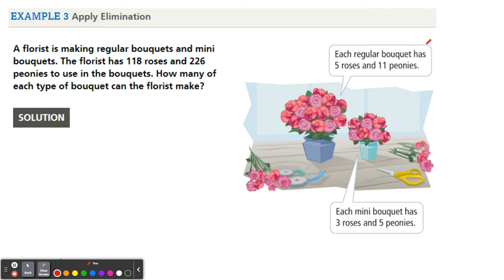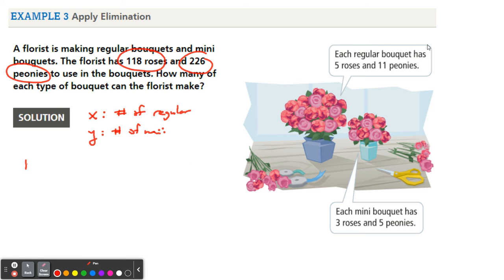Now, in this problem, there's a couple ways to think about this. Number one, they give you the total number of roses and the total number of peonies. So I believe that's going to be our two equations. We're not going to break it up by regular bouquets and mini bouquets. We're going to break it up by roses and peonies. If I want to know how many of each type of bouquet I can make, those are my variables. So let's let x be the number of regular bouquets, and let's let y be the number of mini bouquets.